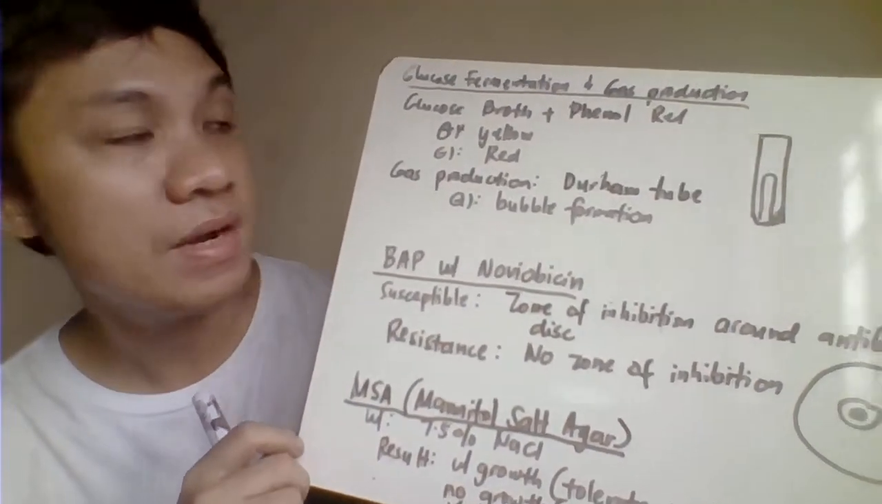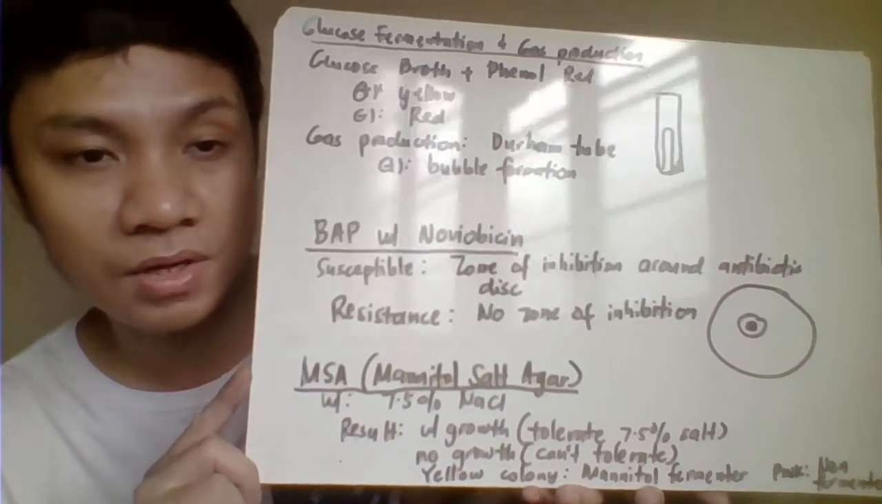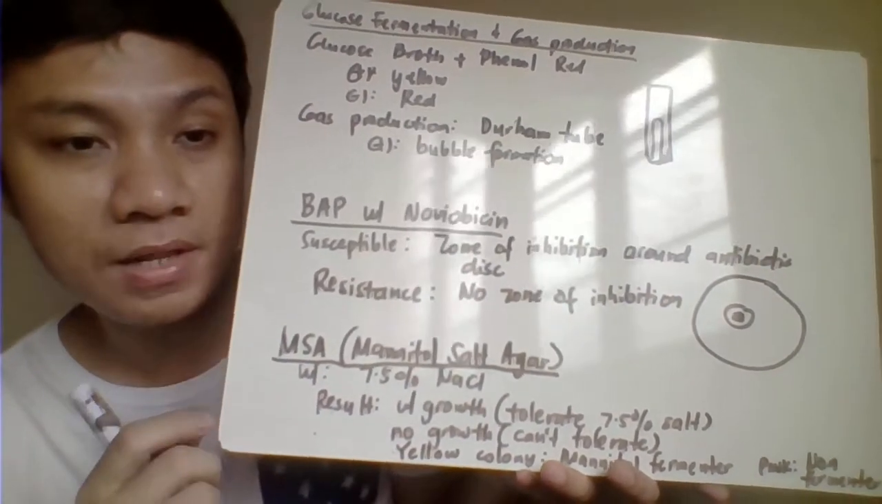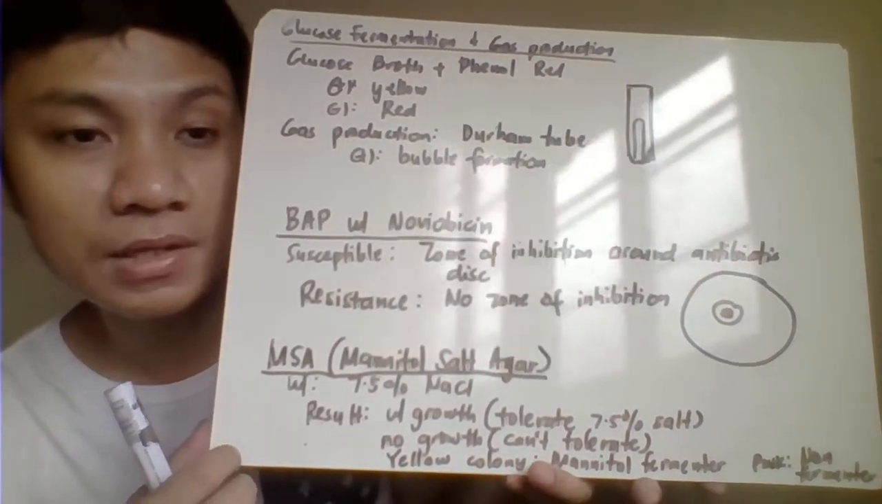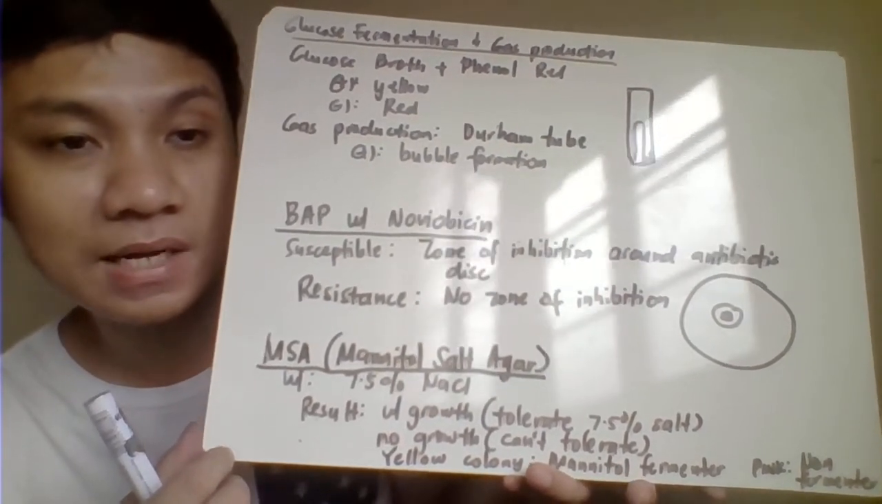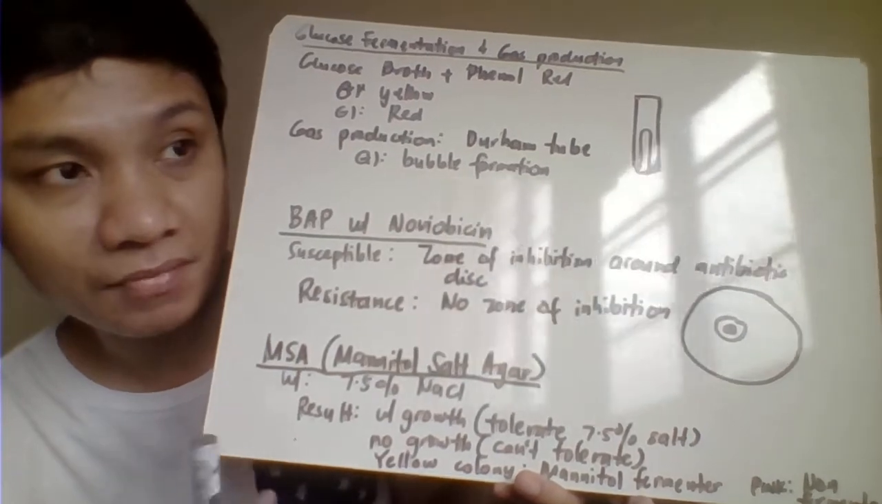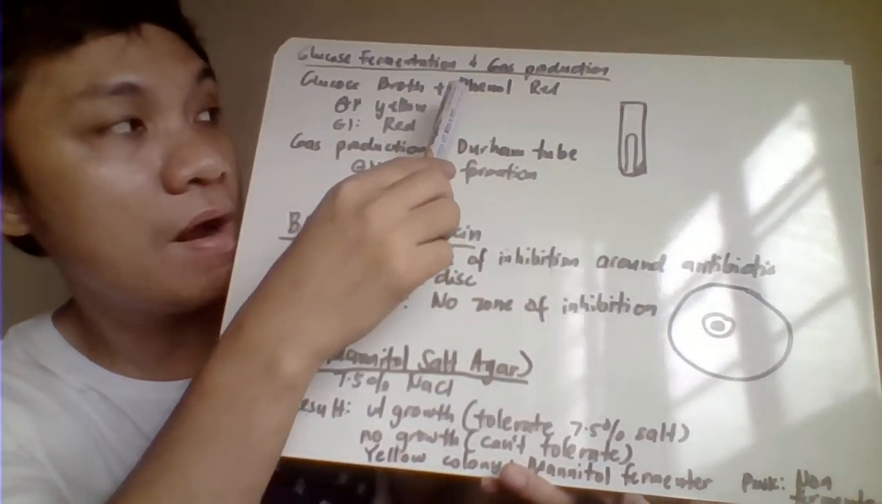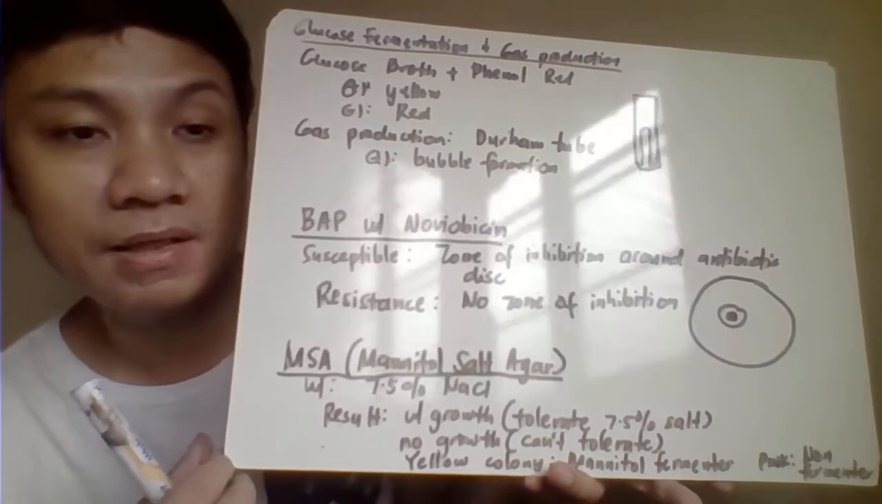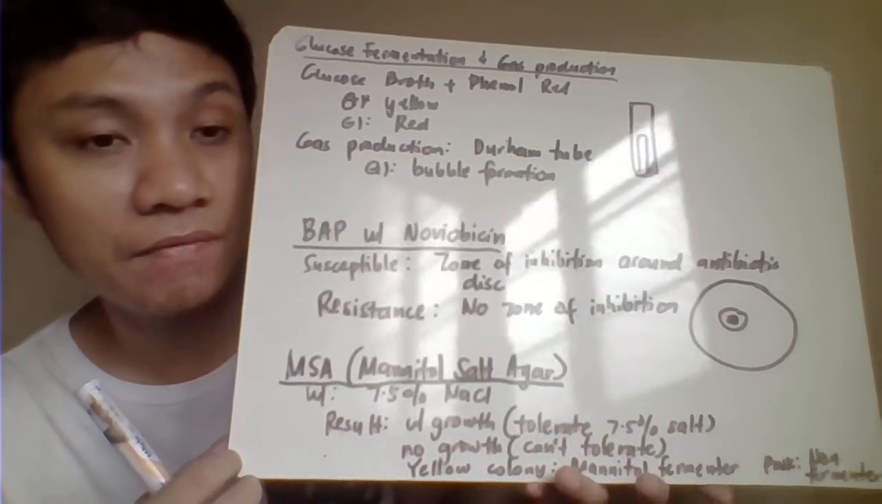Okay, then we have also here the glucose fermentation. So again, this one would identify if your bacteria is able to catabolize or utilize the glucose as its carbon source. Okay, then we have that glucose. So we have your glucose broth here. Okay, then you add your phenol red. Positive is yellow and negative is red.